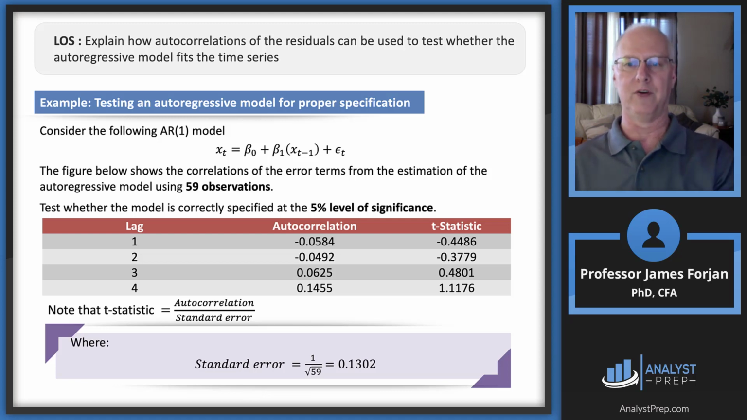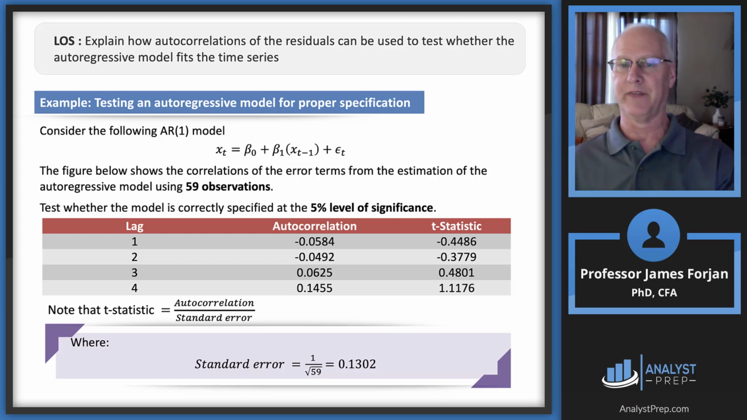So we're not going to have to compute any of these things. What we will have to do, however, is compute the test statistic. Notice that's the autocorrelations, which is in one column, and then the standard error is 0.1302, 1 divided by the square root of 59. So take each one of those autocorrelations and divide it by 0.1302, and you get the test statistic over there in the right-hand column. So look for a table on the exam where you either have the test statistic given or you have to compute it using the standard error.